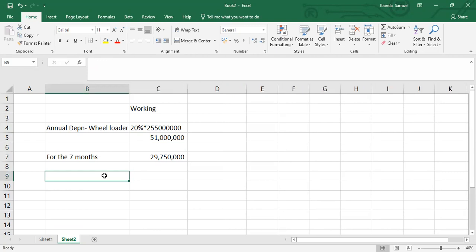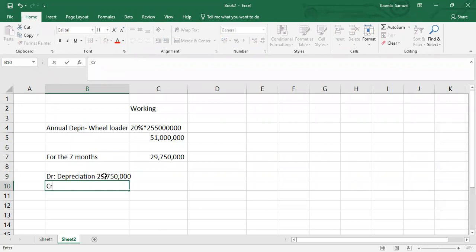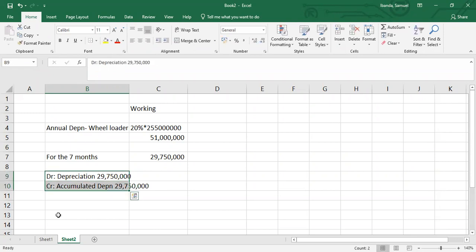Now, of course, we know very well the double entry for depreciation: we debit depreciation with the 29,750, and then we credit accumulated depreciation 29,750. Okay, so this is what is supposed to be done.